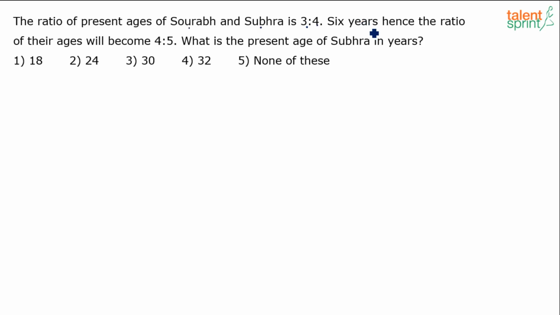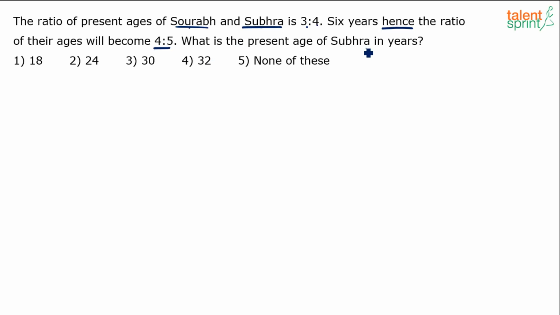Right? 6 years hence. 6 years hence means what? After 6 years, the ratio would change to 4:5. Which means if I add 6 years to Saurabh's present age, it should become a multiple of 4. And if I add 6 years to Shubhra's present age, it should become a multiple of 5. That's the understanding. We are not writing anything on paper, right?